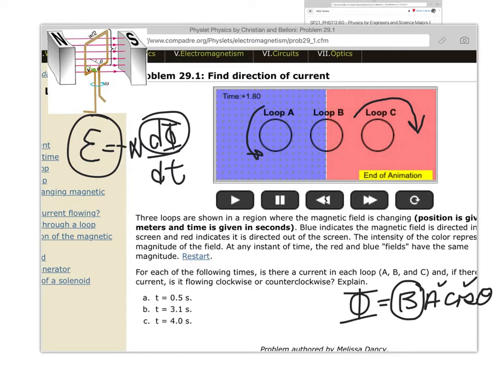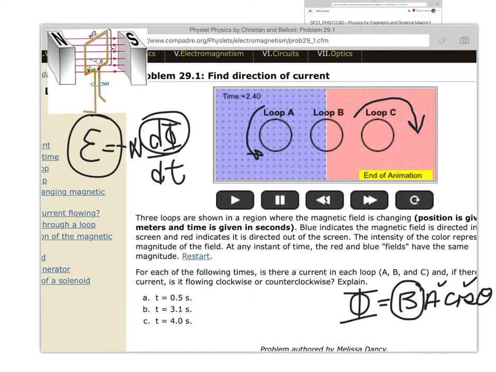And then we reach a point where it seems to be constant. It's not changing much. And now it's decreasing. So the field, I'm looking at loop A, the field into the screen, the blue field, is getting less. We went from a strong field to going towards a weaker field.